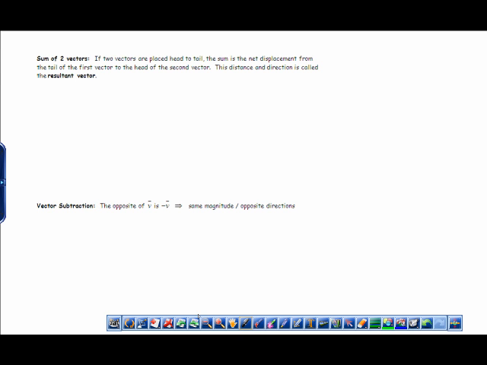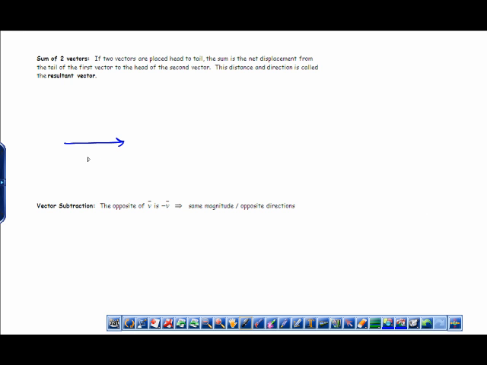Okay, if you look at the next part, it kind of sums up what I did and leads us into the next thing. It says the sum of two vectors. If two vectors are placed head to tail, the sum is the net displacement from the tail of the first vector to the head of the second vector. So let me draw a picture so that this is not so confusing.